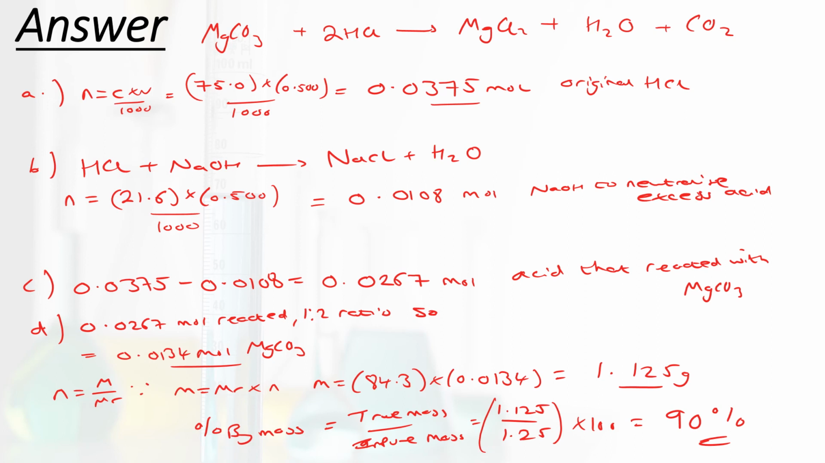Then we've worked out the moles, we now want to work out the mass of magnesium carbonate. And so we use our moles with mass over MR, now our solid moles essentially, and we rearrange to find the mass, which is the MR times the moles.